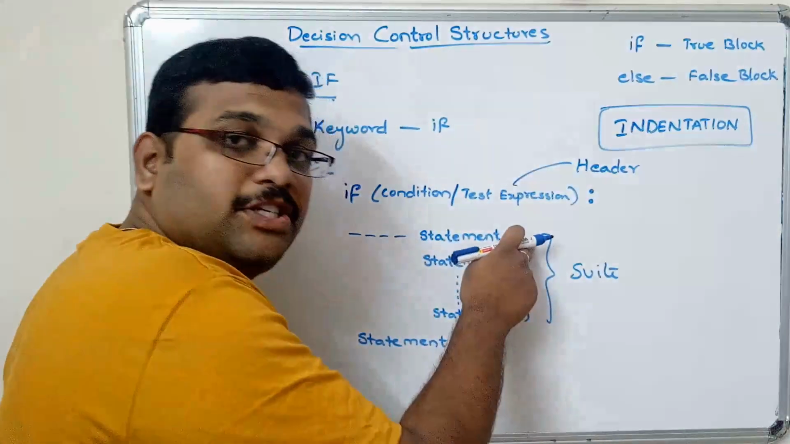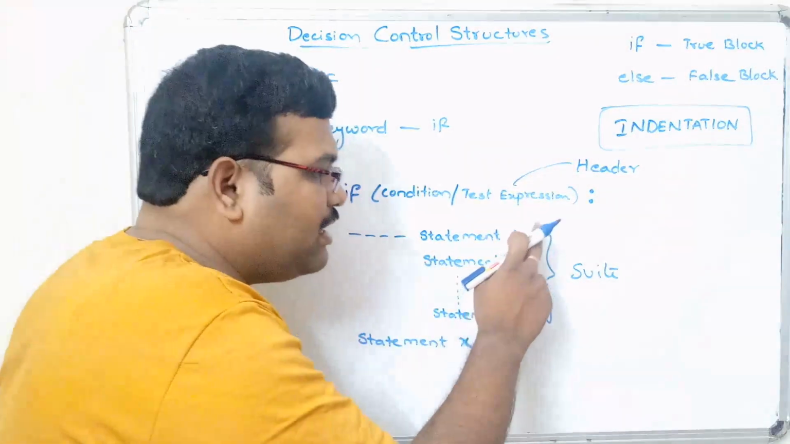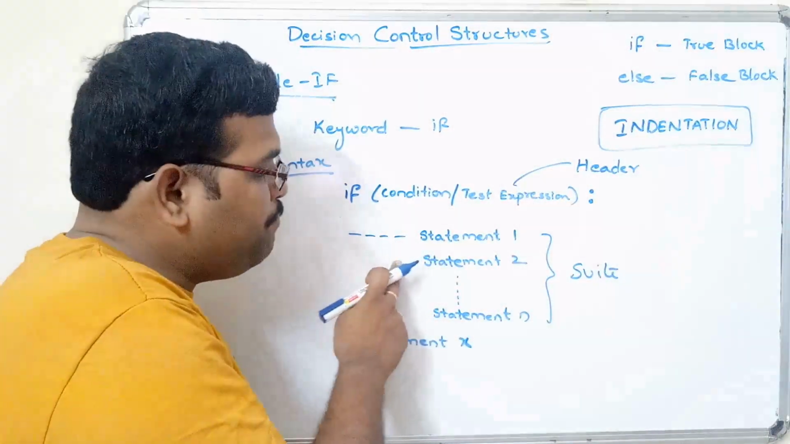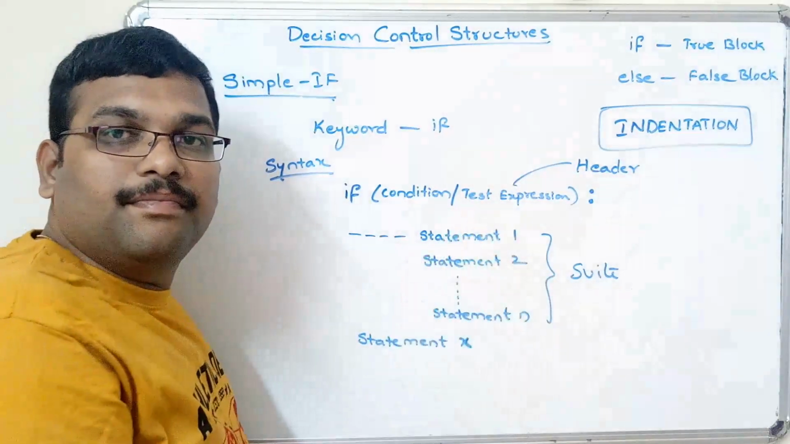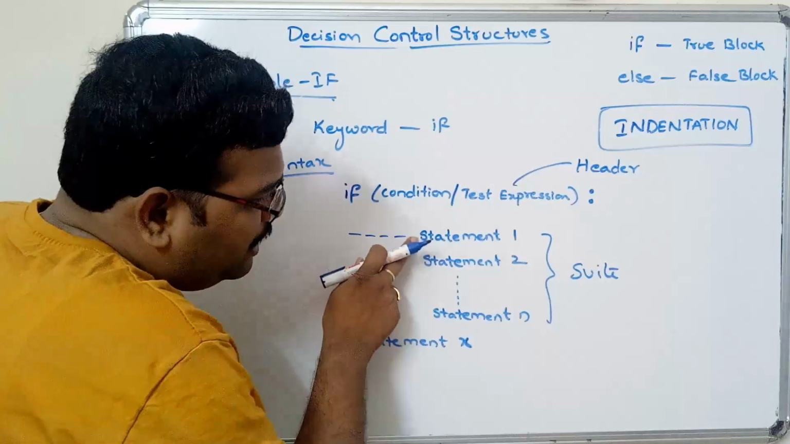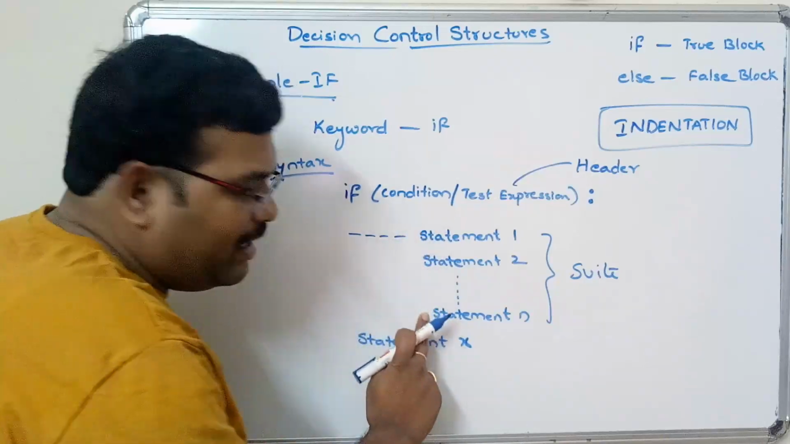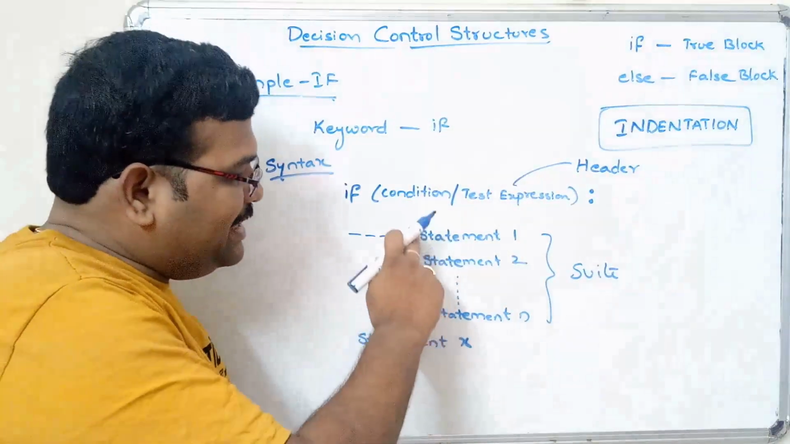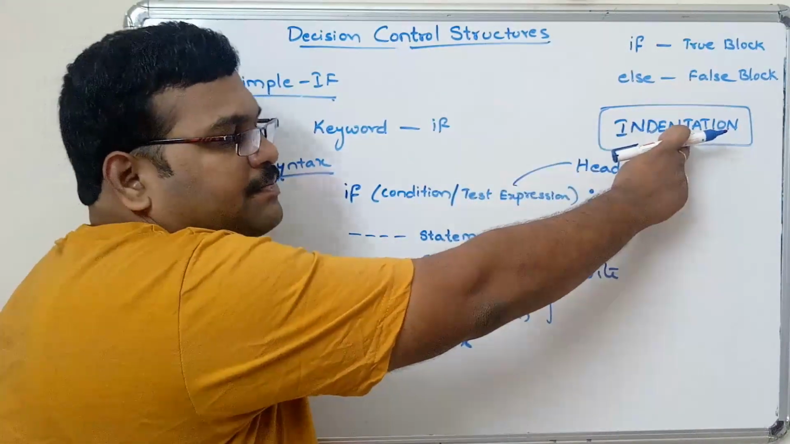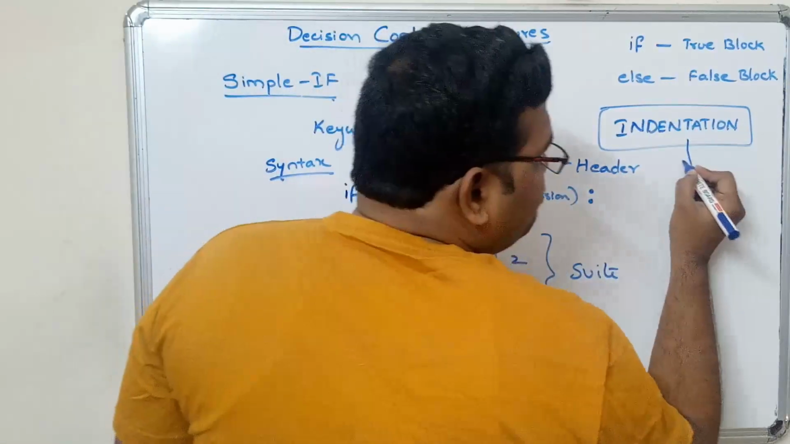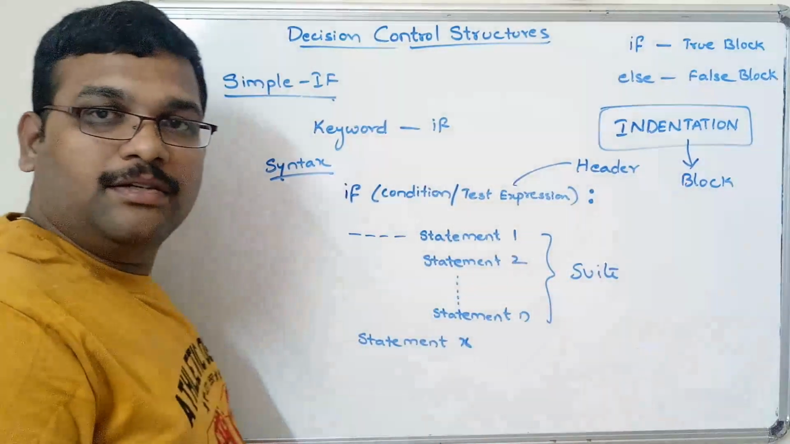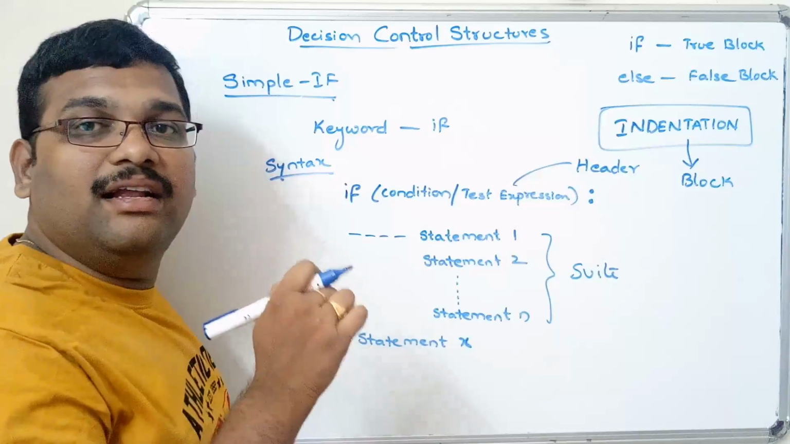Immediately after completion of this statement, if you press enter, again the cursor will skip the 4 spaces, and from the 5th space it will be displayed. So from the 5th space only we are writing the statements. We can observe that all these multiple statements are aligned equally. This represents indentation, which specifies the block of statements. Here we are not using any curly braces.